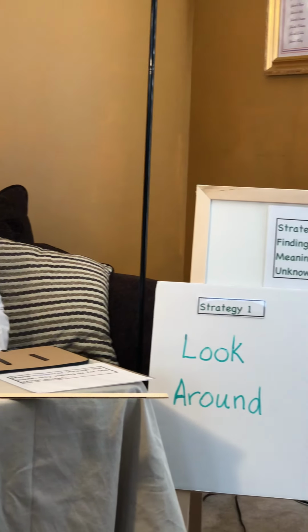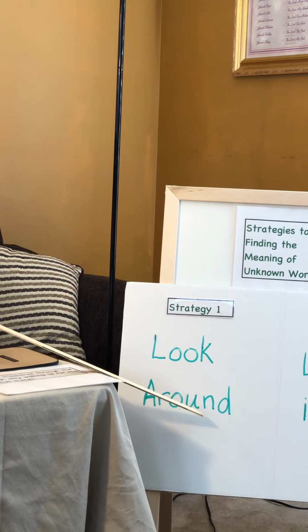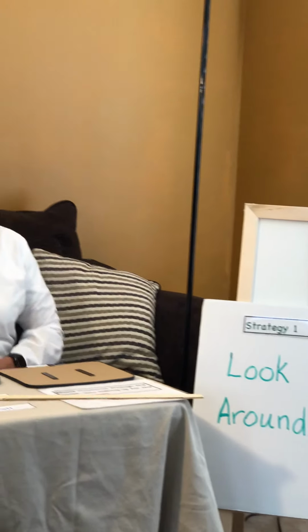The first strategy is, let's look over here, to look around the word. By looking around the word, we are using context clues or hints to help us to determine the meaning of the unfamiliar word. It's like being a detective, looking for clues to solve a case. In this strategy, you will use some hints to help you determine the meaning of the unknown word. Let's look at an example.